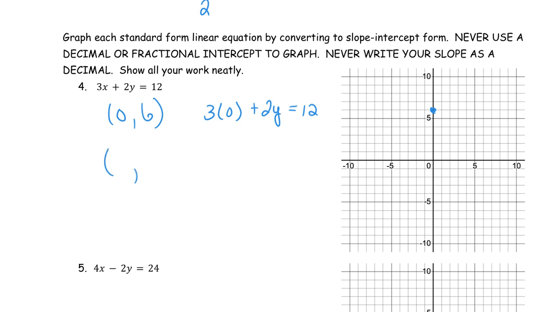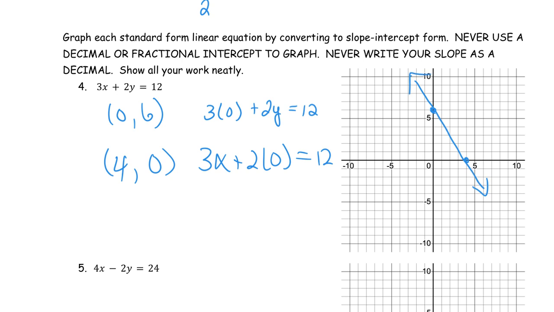Now I want you to find the x-intercept. You're going to do that by plugging in 0 for y. So what is my x? 4. I'm going to plot it. 2 points make a line. Voila.